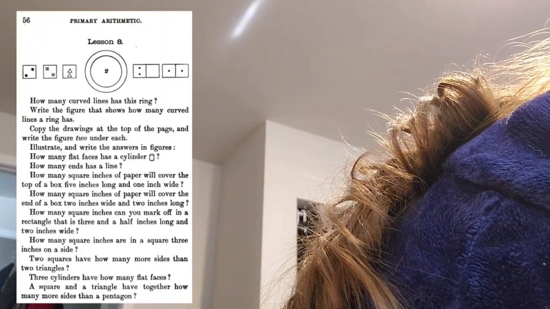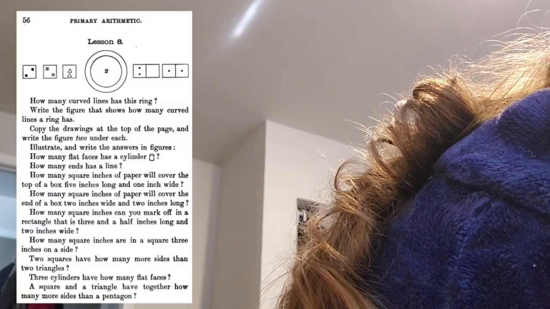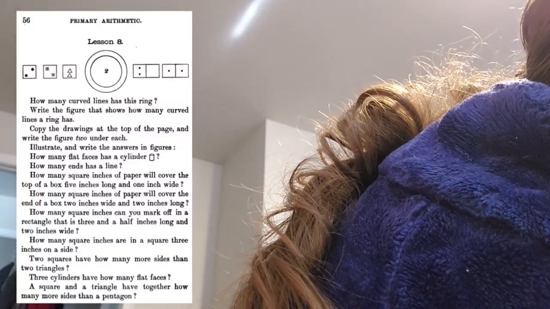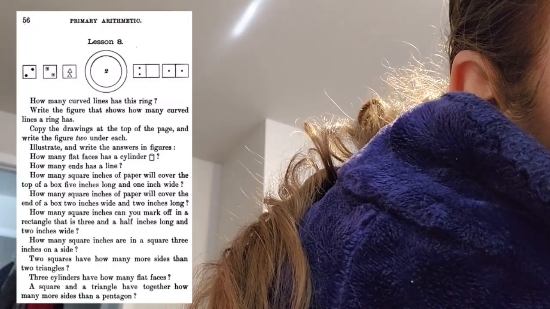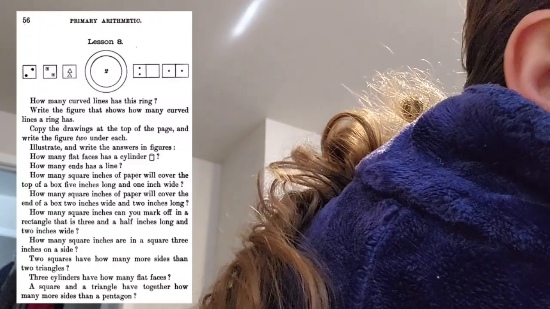Okay, the next one says, 3 cylinders have how many flat faces? 3 cylinders will have 4, 6. They're going to have 6 flat faces.